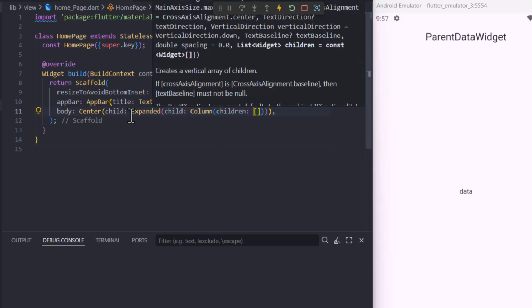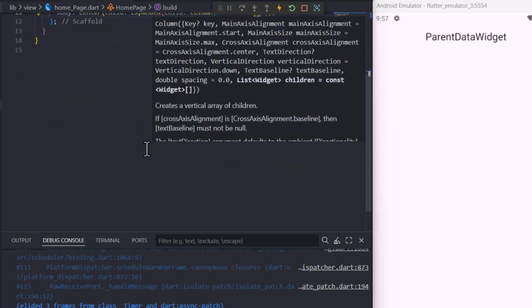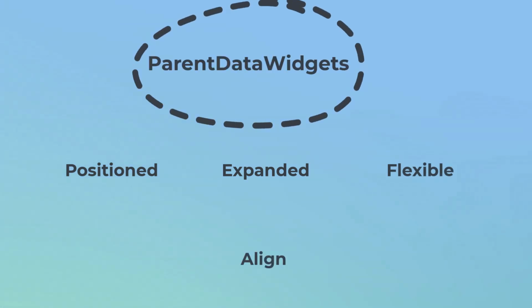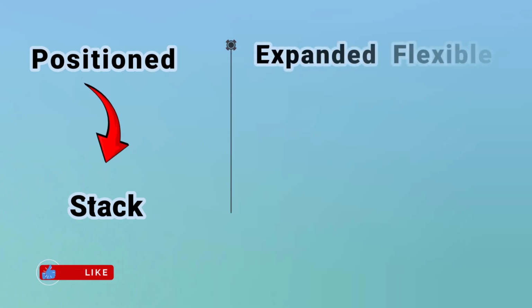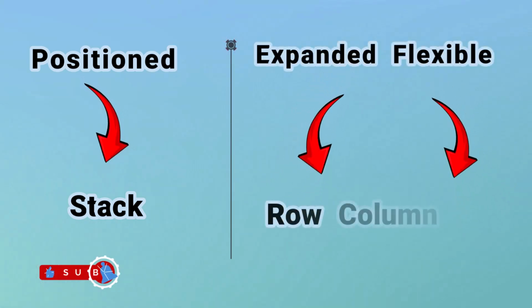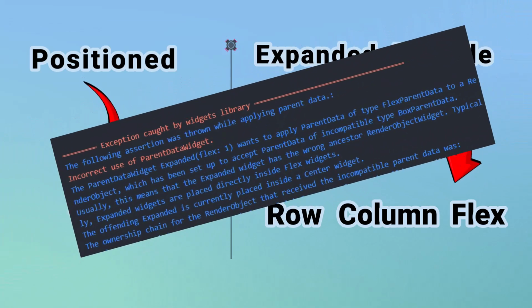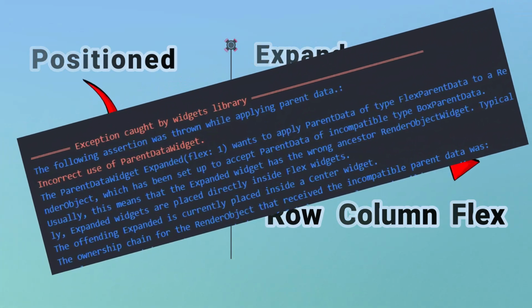Or you try to use expanded inside a column, but you wrap it incorrectly. Same deal. Because widgets like positioned, expanded, flexible, and align are called parent data widgets. They only work if they are direct children of specific parent widgets. So positioned only works inside a stack. Expanded and flexible only work inside a row, column, or flex. If you break that rule, Flutter throws the error because it doesn't know how to lay out that widget properly.